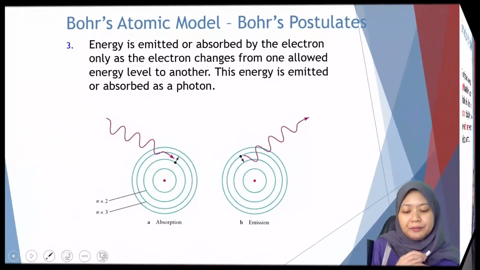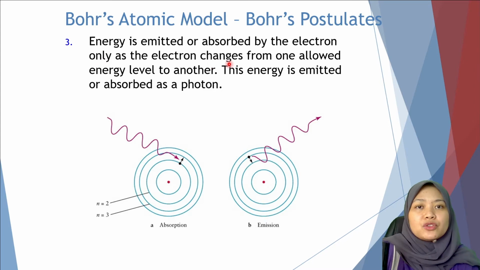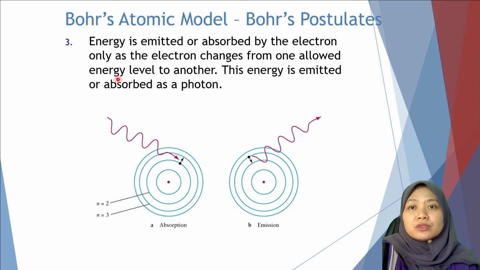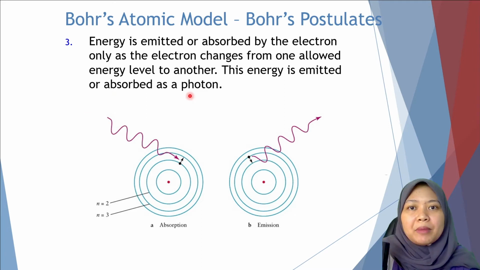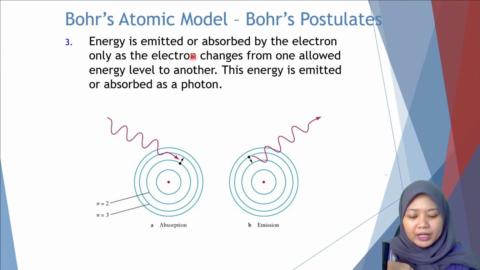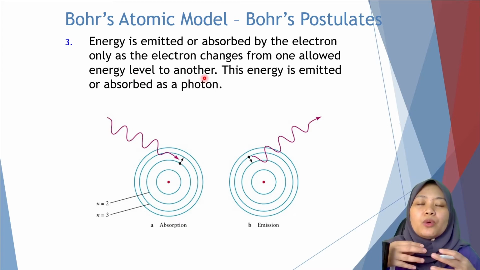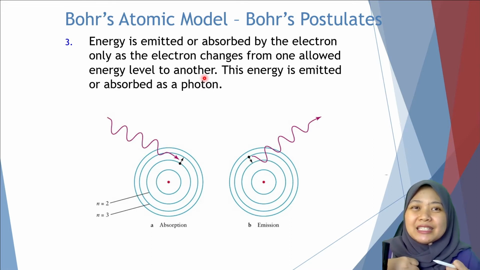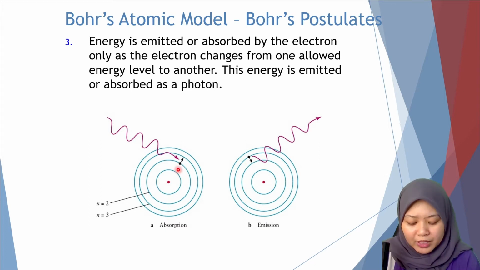The third one, energy is emitted or absorbed by the electron only as the electron changes from one allowed energy level to another. This energy is emitted or absorbed as a photon. The electron, when they are moving from one energy level to another, either they are absorbing or emit ataupun release. For example, the diagram on the left, the electron is moving from n equal to 2, mean dekat sini level 2 to n equal to 3.